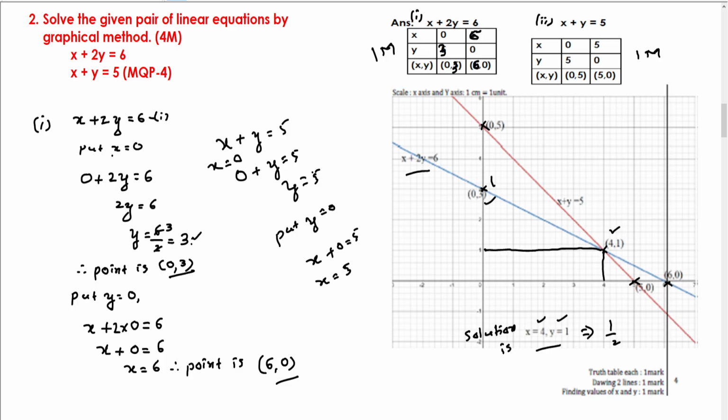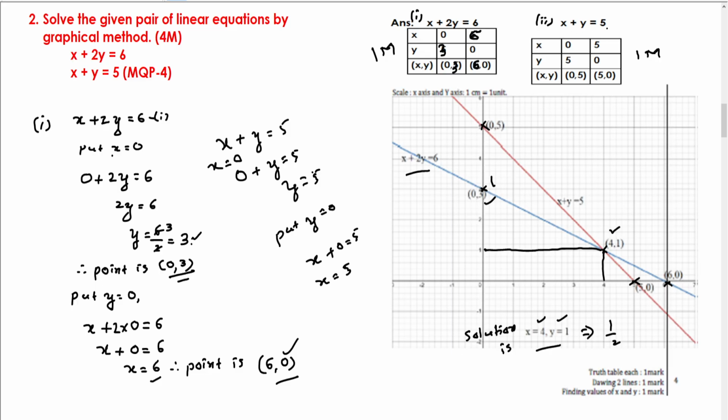2y is equal to 6. y is equal to, take 2 to the denominator, 2 3s are 6, so y will be 3. Here the x coordinate is 0, the y coordinate is 3. The point is 0, 3. Similarly, put y is equal to 0 in the same equation. You will get x plus 2 into 0 is 0. Therefore, you will get x is equal to 6 and the other point will be 6, 0.